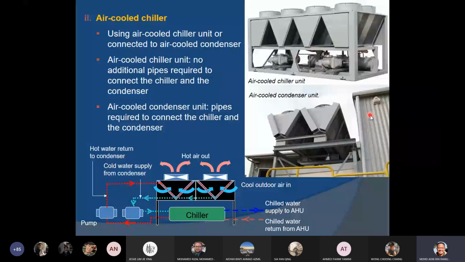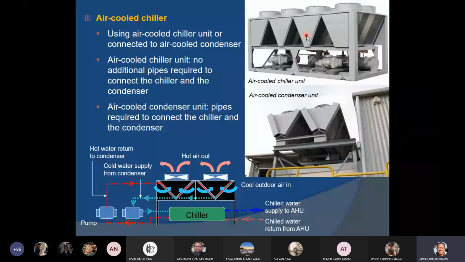All right, so the second type is the air-cooled chiller. The difference between air-cooled chiller and water-cooled chiller: in an air-cooled chiller, basically the chillers or the refrigeration plant are not connected to a cooling tower. So there's no cooling tower used in this air-cooled chiller. Basically, there are two different varieties.